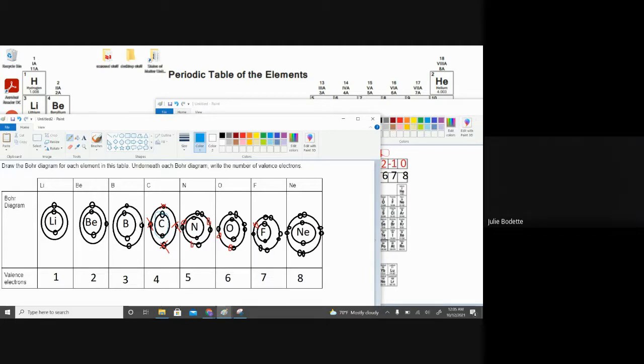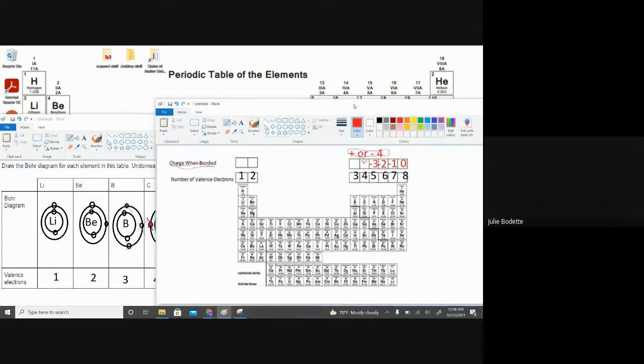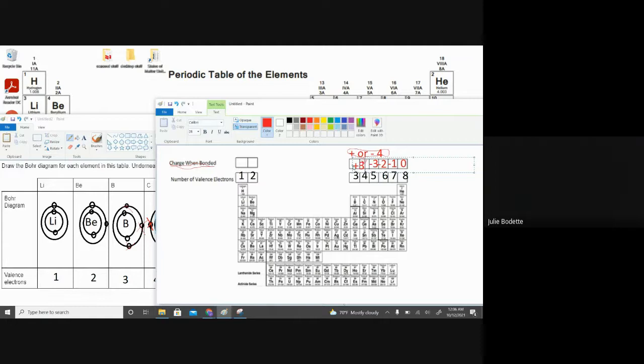So it could gain 5, that would be an option, or it could lose 3. Well, it's going to be easier for it to lose 3, right? Because that involves less electrons. So what boron would do is it will lose this one, it will lose this one, and it will lose this one. It will lose 3 electrons. So if you lose 3 electrons, we're losing 3 negative electrons, 3 less negative electrons. So we would have a positive charge. So boron's charge will be plus 3.